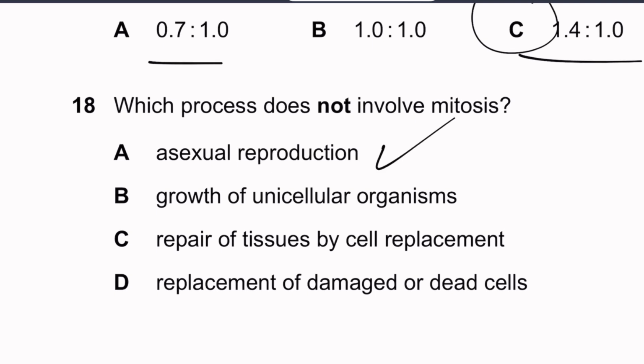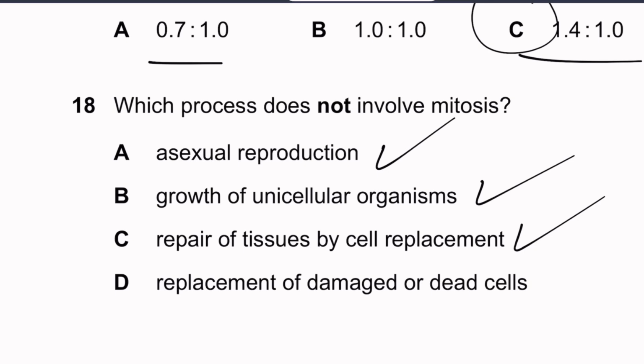Now, which process does not involve mitosis? Asexual reproduction does involve mitosis. Growth of unicellular organisms does involve mitosis. Repair of tissues by cellular replacement. Now, cell replacement does involve mitosis, okay? Because you're basically replacing the cell, so there's another cell coming in its place, so it has to be by mitosis. Replacing of damaged or dead cells.